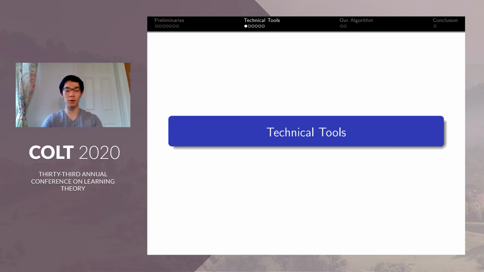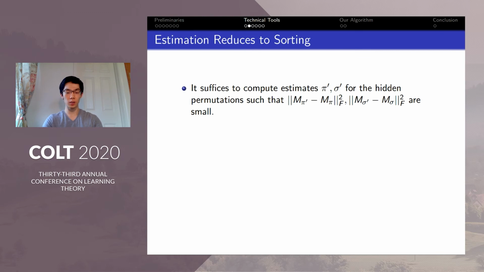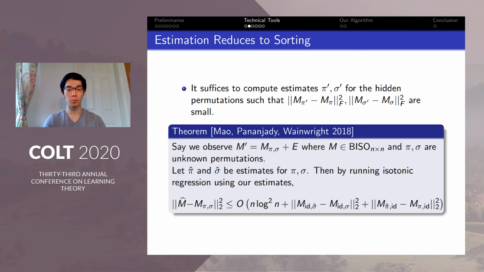Now let's go into some of the technical tools that we introduce. First, for these permutation-based models, it's important to note that estimation reduces to sorting. More specifically, it suffices to estimate the hidden permutations, so to compute estimates pi prime and sigma prime. And this is due to a theorem by Mao et al. in their paper, where they state that once you have estimates pi prime and sigma prime, it suffices to run isotonic regression with those estimates. And then if your permutation estimates are good, your overall estimate for the matrix will be good.